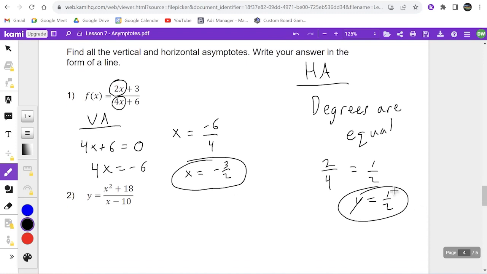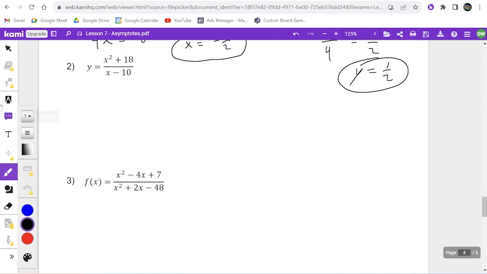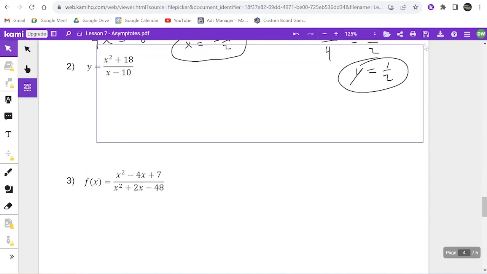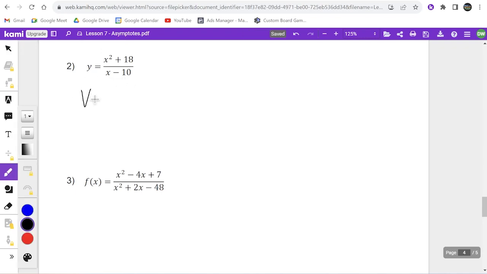Okay, great. Next, number 2. Again, I'm going to walk us through it. Number 3, I'll let you try on your own. But for number 2, just one more time, I'm going to help walk you through it. First, if you want to find the vertical asymptotes, what do I got to do? I got to say x minus 10 equals 0. I don't even care about the numerator for vertical asymptotes. So I add 10 to both sides, x equals 10, easy peasy.